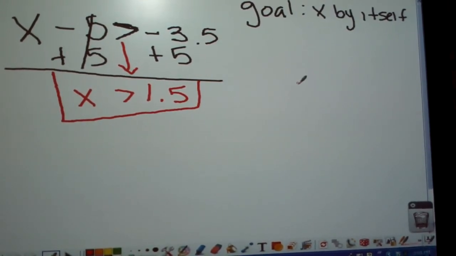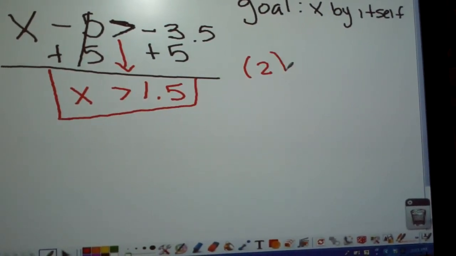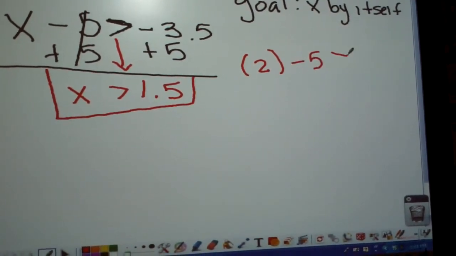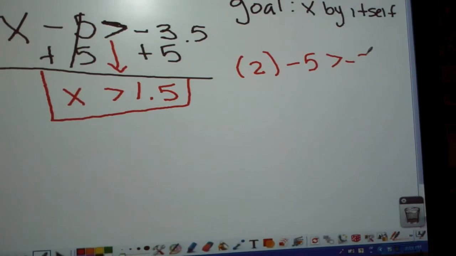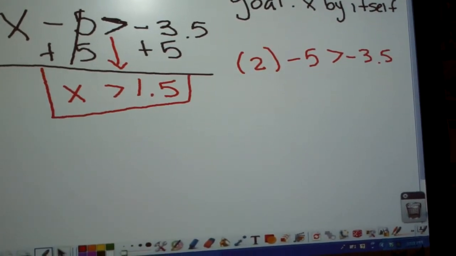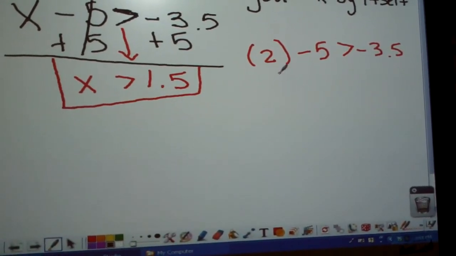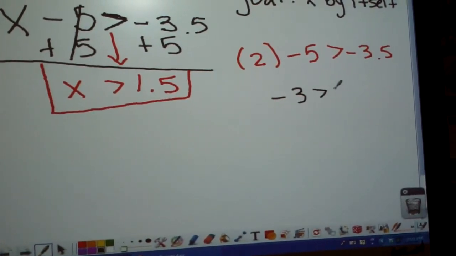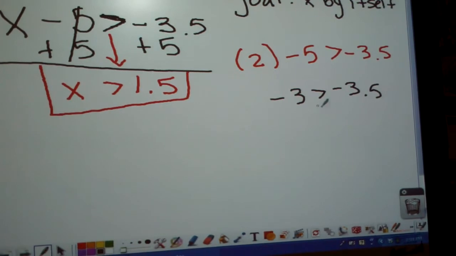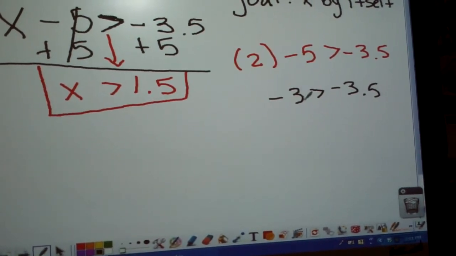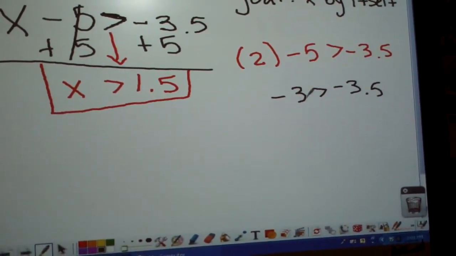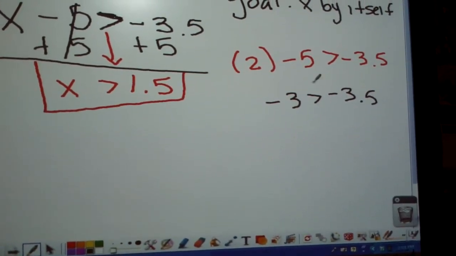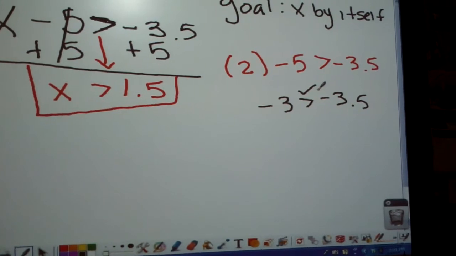So we're going to check our answer. I'm going to substitute 2 in for x. So we have 2 minus 5. We need to make sure that that is greater than negative 3.5. So when we do that, we have 2 minus 5, which is negative 3, greater than negative 3.5. Now, this is a true solution. You have to remember when we have negatives, the bigger the negative number, the smaller it is. So negative 3 is greater than negative 3.5, so our solution is correct.